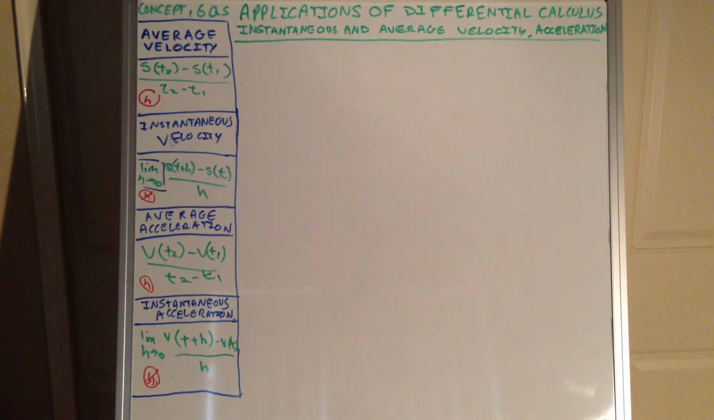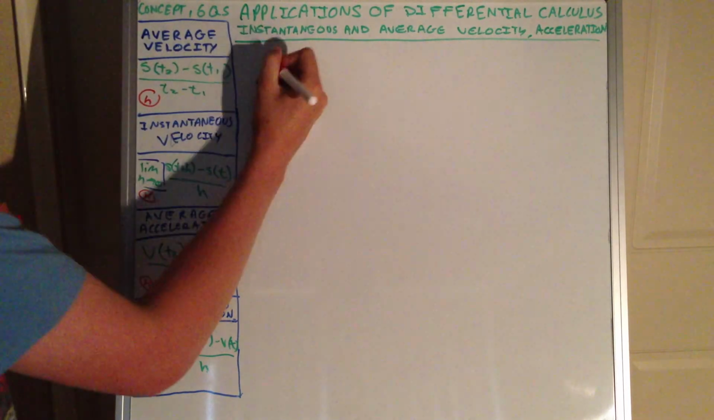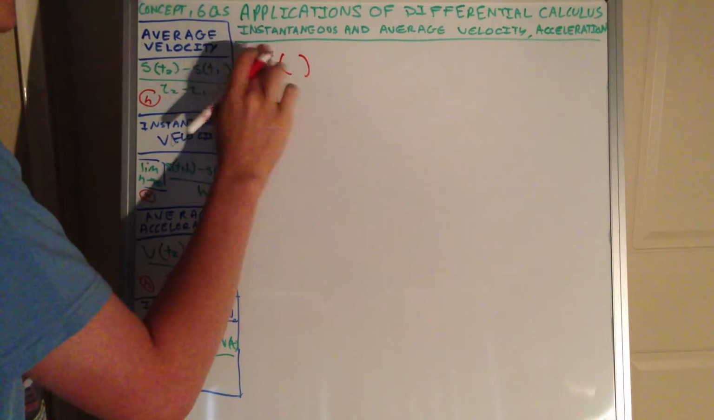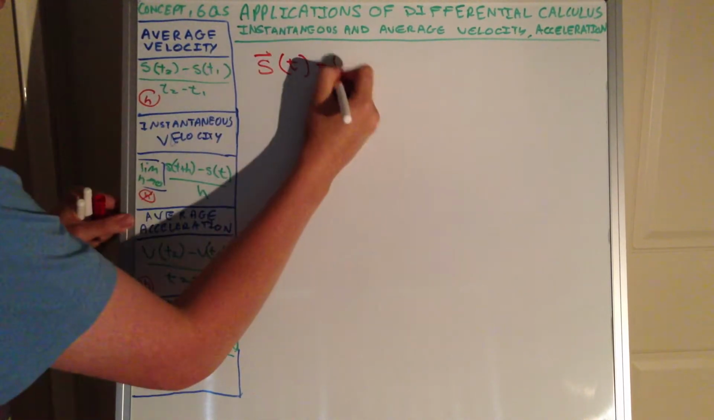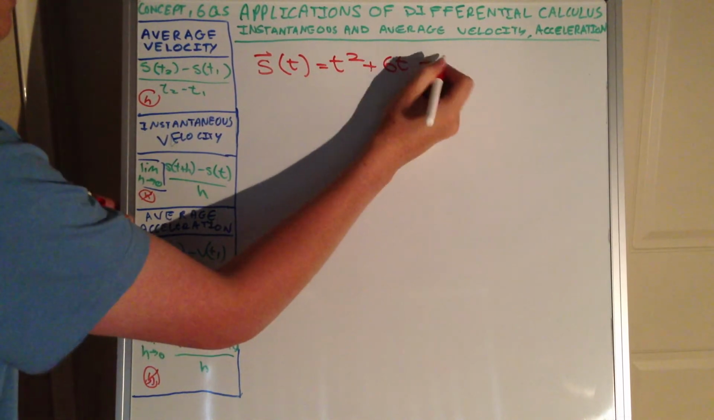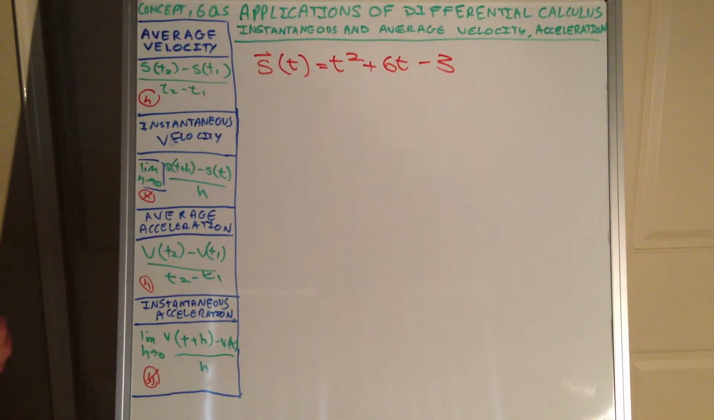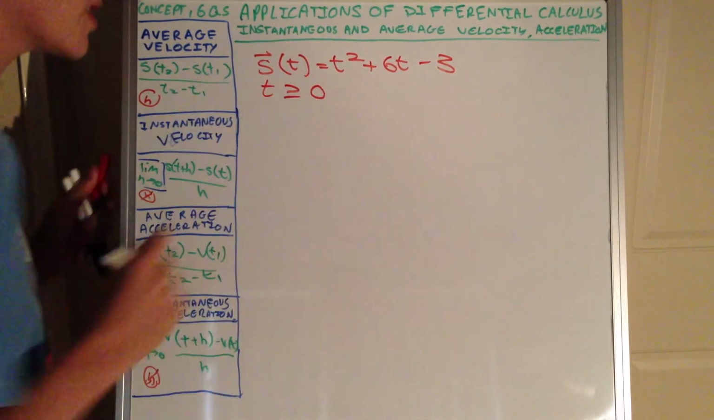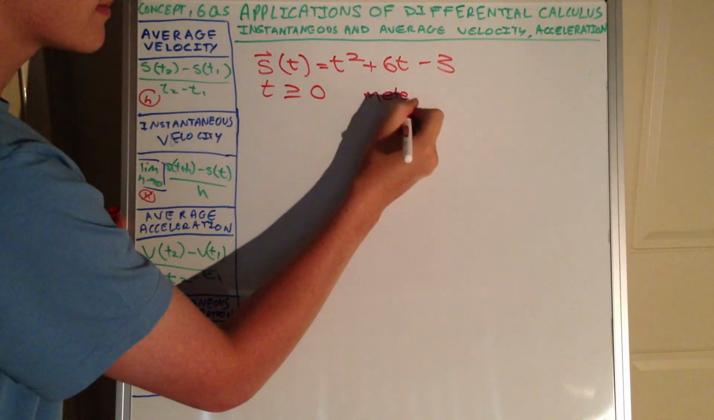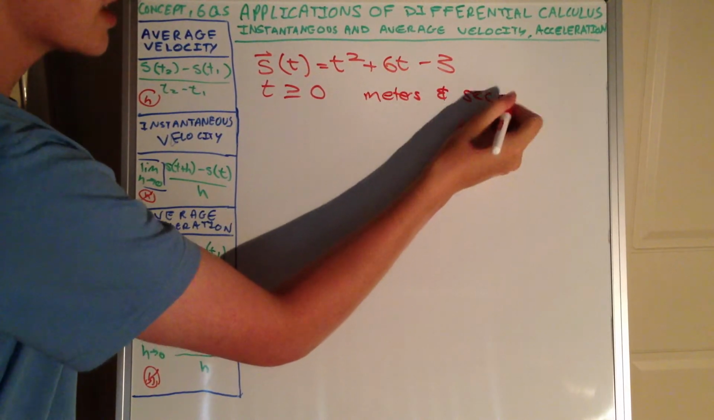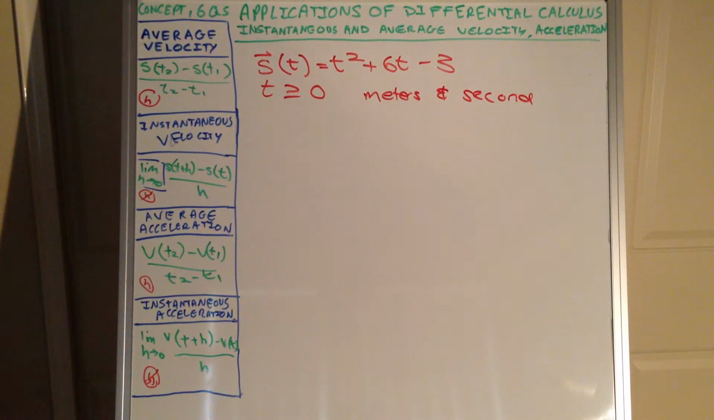The first question says, a bus travels in a straight line based on the displacement function, and it gives us this: S of t equals t squared plus 6t take 3, where t is greater than or equal to 0, and it's in meters and seconds. So it gives us a function, and it tells us that t is greater than or equal to 0, and the units we're working with are meters and seconds.